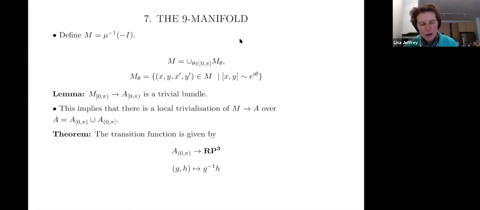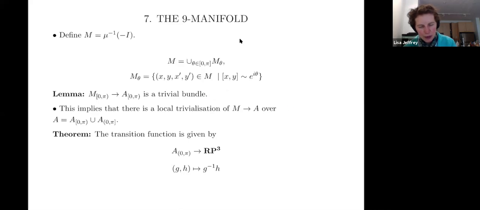So let me go on to discuss the 9-manifold. M, remember, is mu inverse of minus the identity. And we write this as a sum over the M_theta, where M_theta is where the commutator of x and y is conjugate to e to the i theta. It is possible to see that if you restrict the value of theta to not be equal to pi, then in fact the bundle M over A is a trivial bundle.